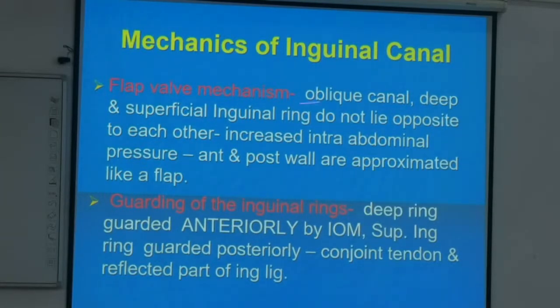Flap valve mechanism: canal is oblique canal, okay, and deep and superficial inguinal rings, they do not lie opposite to each other. During increased intra-abdominal pressure, anterior and posterior walls are approximated like a flap, and that is known as flap valve mechanism, okay. Next is guarding of the inguinal rings. Deep ring is guarded anteriorly by the internal oblique muscle, and superficial ring is guarded posteriorly by the conjoint tendon and reflected part of the inguinal ligament that prevent herniation.